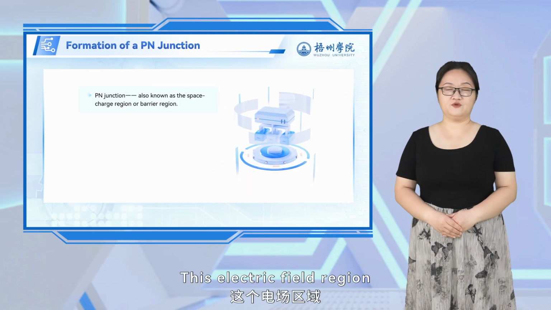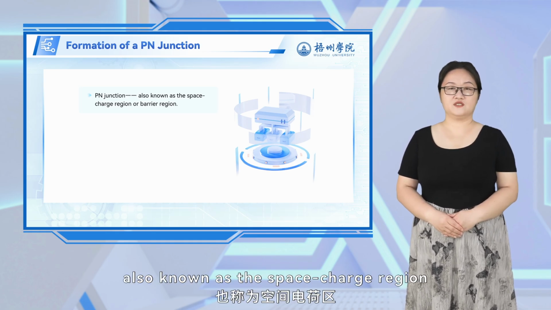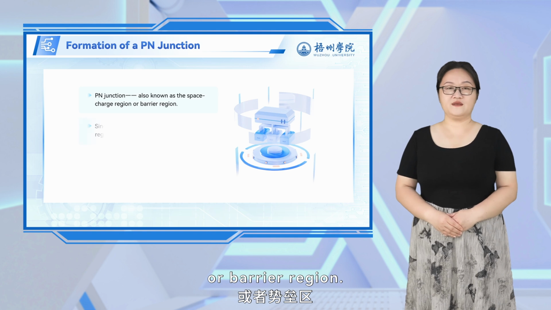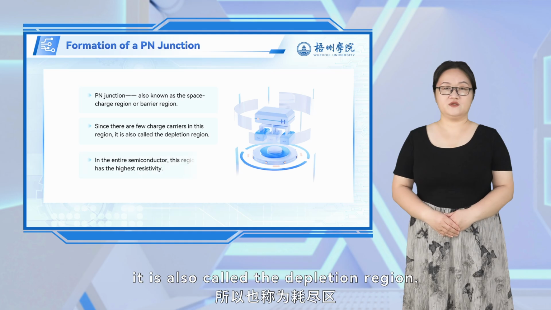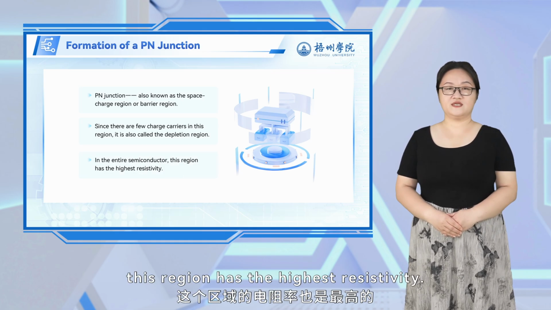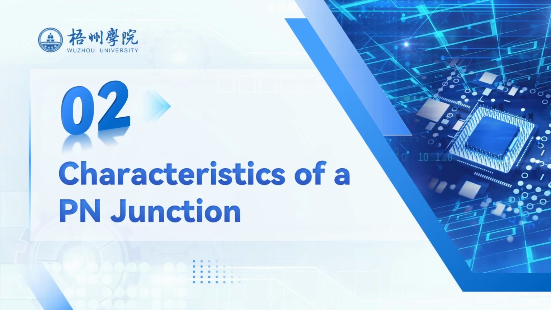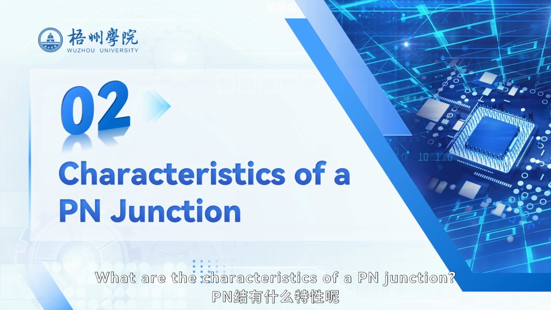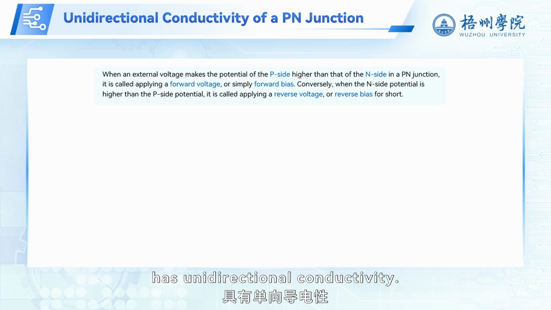This electric field region is the so-called p-n junction, also known as the space charge region or barrier region. Since there are few charge carriers in this region, it is also called the depletion region. In the entire semiconductor, this region has the highest resistivity. What are the characteristics of a p-n junction? First, the p-n junction has unidirectional conductivity.